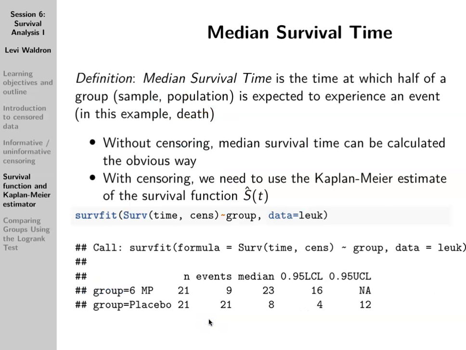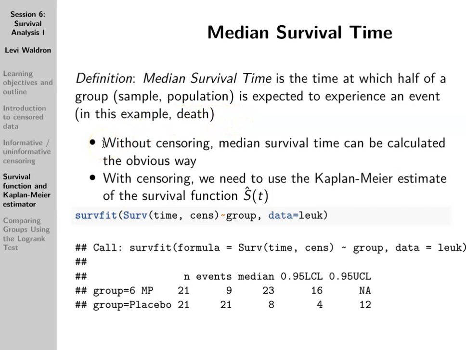So now that we have a survival function as a probability of survival as a function of time, it's fairly easy to define the median survival time or any other quantile. The median is just the time at which half of a group is expected to experience an event, such as death or remission.